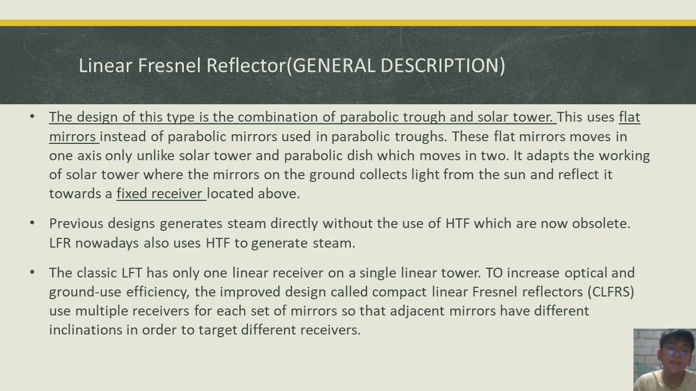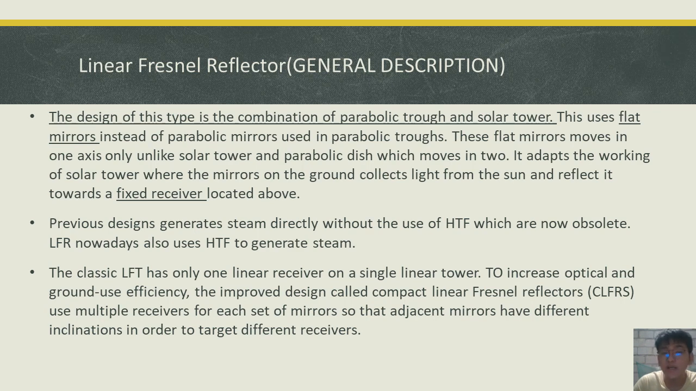Okay. Linear Fresnel reflector, general description. The design of this type is a combination of parabolic trough and solar tower. This uses flat mirrors instead of the parabolic mirrors used in parabolic troughs. These flat mirrors move in one axis only, unlike the solar tower and the parabolic dish, which move in two. It adapts the working principle of a solar tower, where the mirrors on the ground collect the light from the sun and reflect it toward the fixed receiver located above.